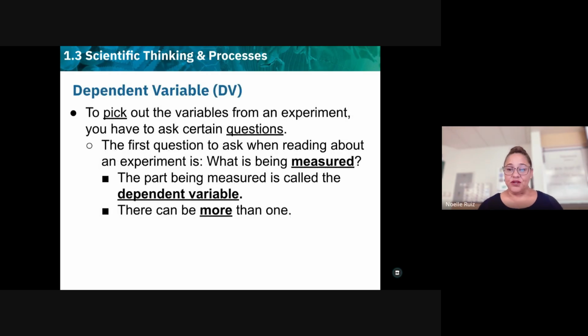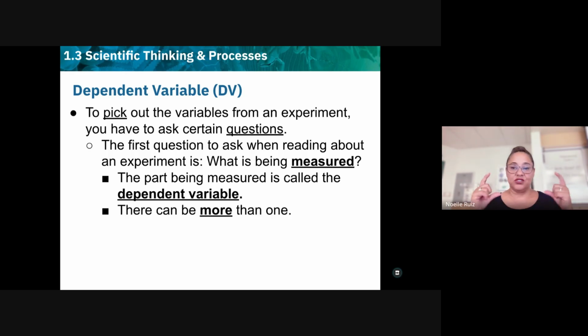The first variable is called the dependent variable, and it's usually the easiest to pick out of an experiment. So to pick out the variables from an experiment, you have to ask certain questions. The first one, the most easily recognizable, is what is being measured. So we're going to do this in a minute. The next slide is an example.